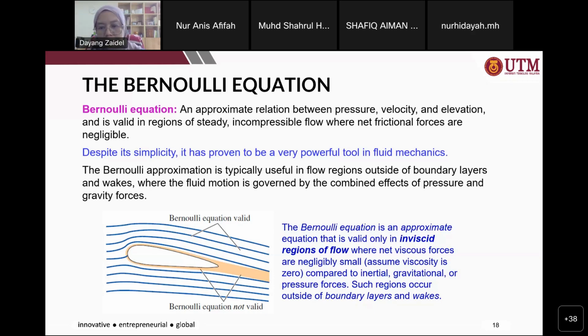So you can see the region where the Bernoulli equation is valid is where the streamlines of the fluid are. But if there's no streamline, then the Bernoulli equation is not valid. Net viscous forces are negligibly small compared to inertial and gravitational forces. So usually the Bernoulli equation is along the streamlines of the fluid. So those are the assumptions or conditions at which the Bernoulli equation is valid.